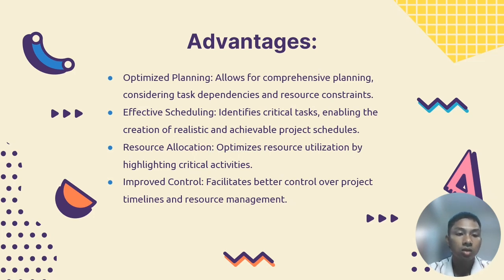Next is resource allocation. Linear programming plays a key role in optimizing resource utilization by highlighting critical activities within a project, considering resource constraints and dependencies between tasks. It helps determine the most efficient allocation of resources. This ensures that resources are allocated to critical activities in a way that minimizes cost and maximizes overall project efficiency. Linear programming enables project managers to make informed decisions about how to allocate resources effectively to meet project objectives.